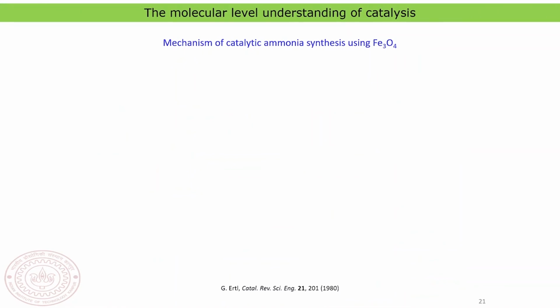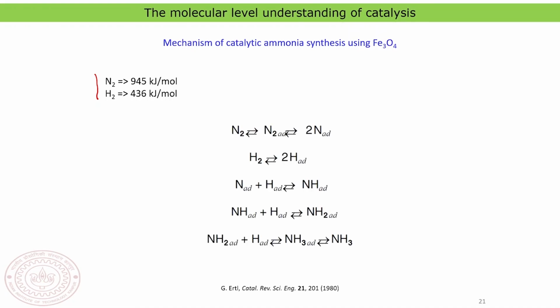Let me also show you one more example, which is the catalytic formation of ammonia itself. So we know that the dissociation energies of nitrogen and hydrogen are very, very high, and therefore the reaction cannot be done without any catalyst. So that is the reason why you need the catalyst. And now when you do the reaction at this catalytic surface, the chemical reaction is going to be written using these different steps.